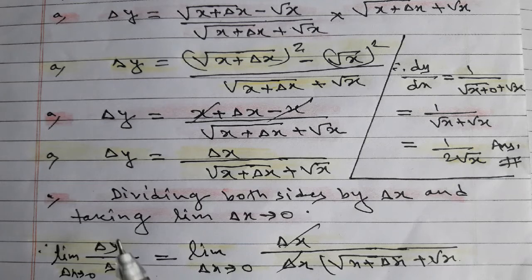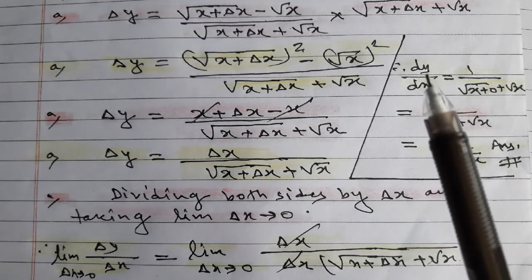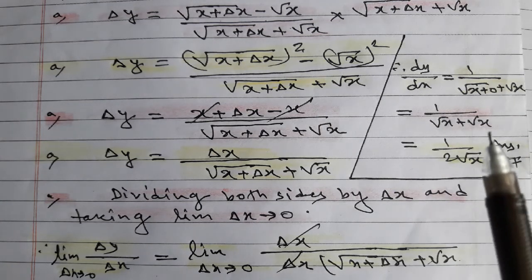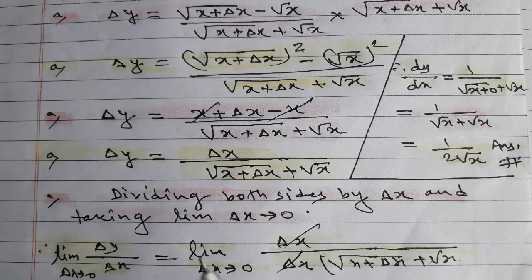That means limit delta x tends to 0, delta y by delta x we can denote by dy by dx, because the derivative of any function is the limiting value of delta y by delta x when delta x tends to 0. So delta x cancels, and we get dy by dx is equal to 1 by root x plus delta x plus root x. The value of delta x we have put 0.